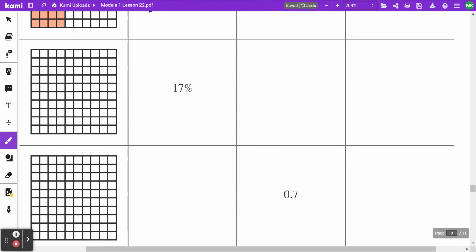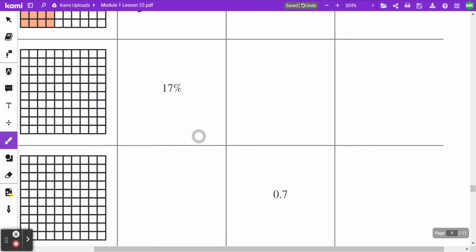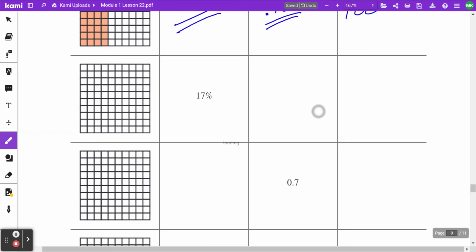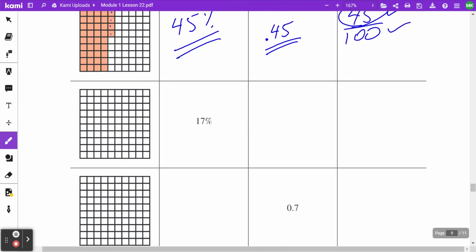Let's see what this is. Oh, they want 17%. Again, I can go right after the fraction. 17%, which means it's 17 out of 100. Once I have the fraction, I can read it as a decimal. That's 17 hundredths. And just shade in.